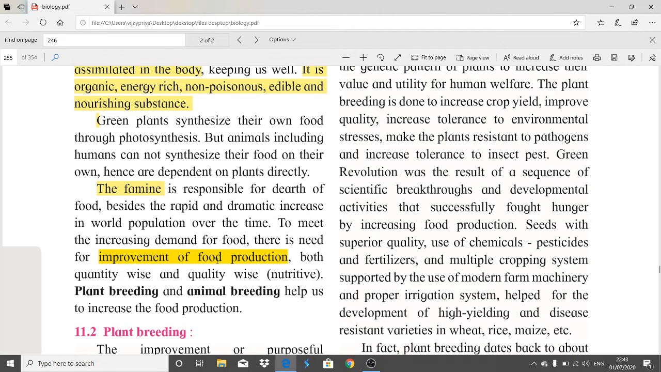Now what do you mean by that? Why is it important? If we are able to improve the food production, and when we talk about this improvement, it should be both quantity wise and quality wise. Both the quantity as well as the quality of the food are very important when we are talking about improvement of food production. Okay, so plant breeding and animal breeding help us to increase the food production.